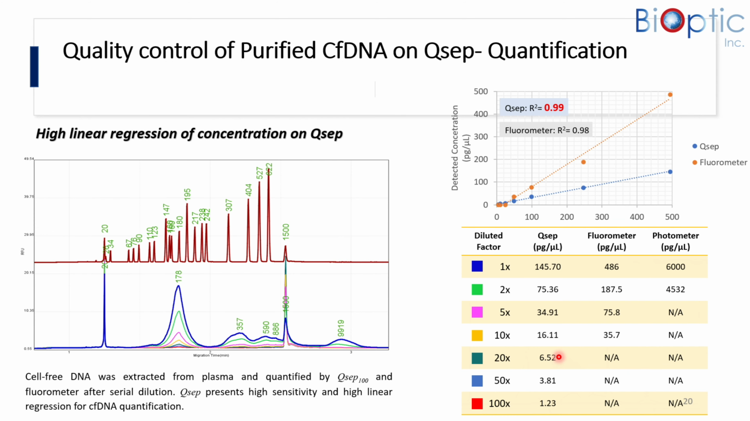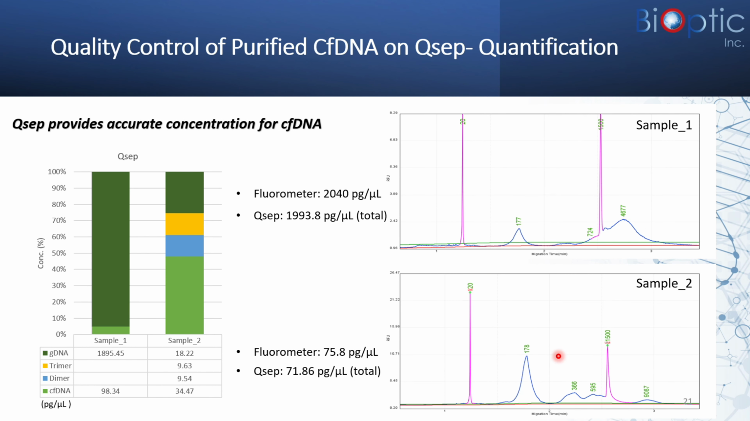in a single analysis. Here are other examples. The concentration of sample 1 is about 2 nanogram per microliter detected by fluorometer. However, when we analyze this sample by the QSep platform, we can see that over 90% is genomic DNA contamination, and it will affect the downstream experiment severely if we only do the quantification by fluorometer.